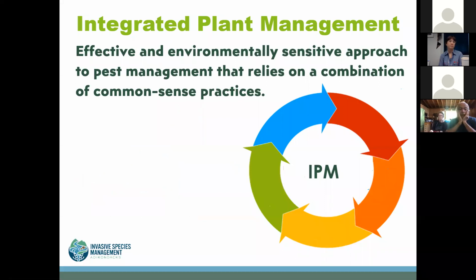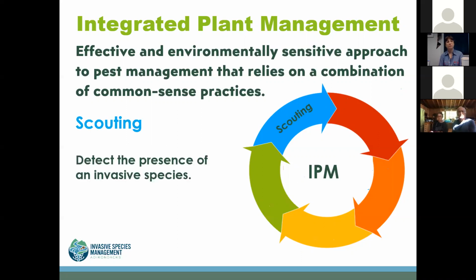So integrated pest management, also known as IPM, is simply an effective and environmentally sensitive approach to control a pest species that relies on a combination of common sense practices. So that's some nice jargon, but what does it really mean? It's basically taking a moment to pause and look at the bigger picture and consider all the variables that are at play. This is a cyclical process that is continually evolving over time, and it starts with scouting.